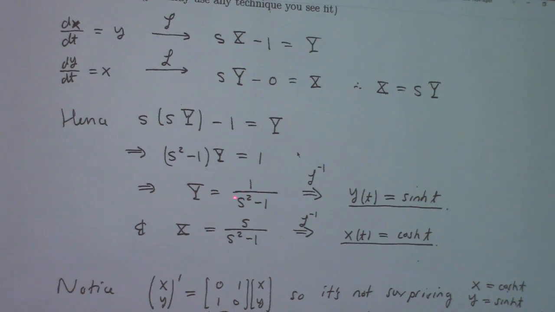And then solve for big Y, I get that, which gives me sinh. And then on the other hand, multiply by S to get the transform solution for X. And then the inverse transform, you get cosh, and there it is. Of course, you can also write this as 1/2 (e^t plus e^(-t)), and so forth. You know, that's cool.